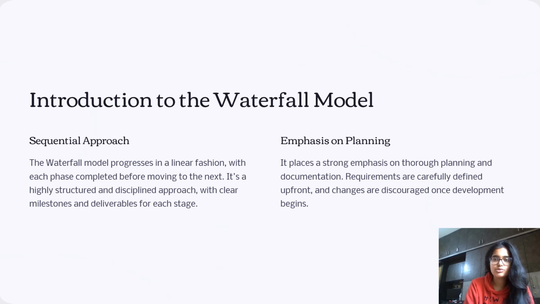Coming to the introduction to the waterfall model, there are two different characteristics which define a waterfall model, that is, sequential approach and emphasis on planning. So first is sequential approach. The waterfall model progresses in a linear fashion with each phase completed before moving on to the next, and it is a highly structured and disciplined approach with clear milestones and deliverables for each stage.